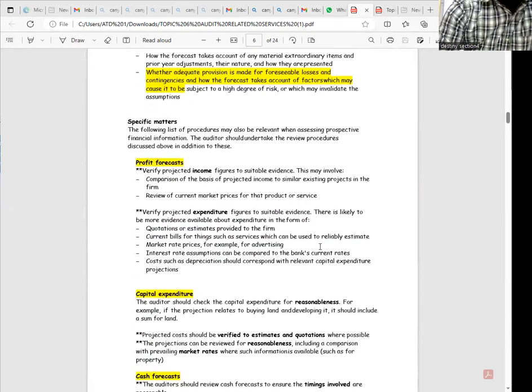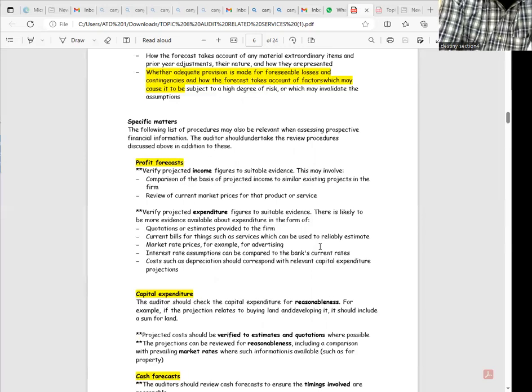So here are the specific matters to be taken into account at the point of the examination. The following list of procedures may also be relevant when assessing prospective financial information. The auditor should undertake the review procedures discussed above in addition to this. So one, profit forecast: verify projected income figures to suitable evidence.